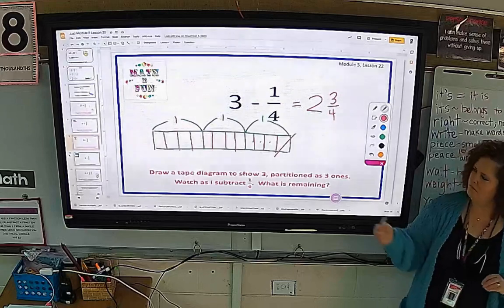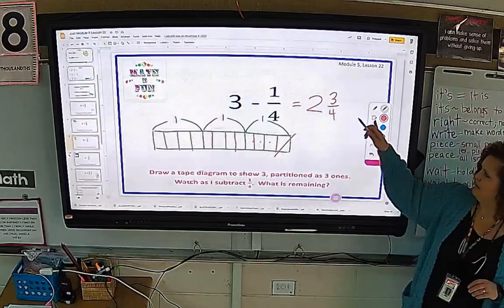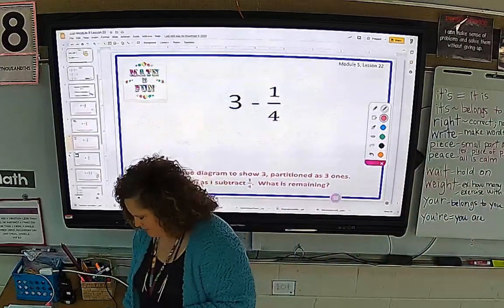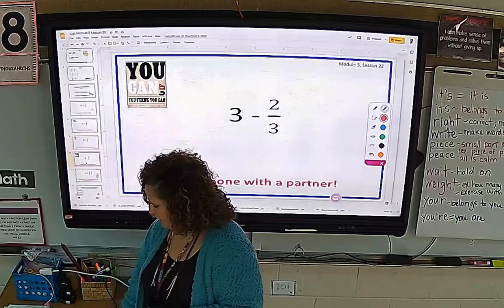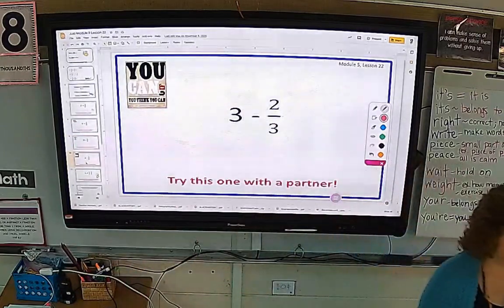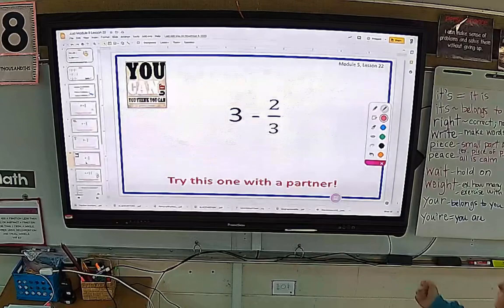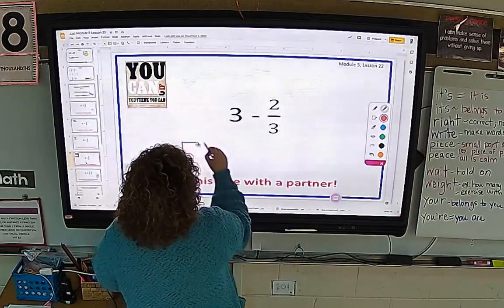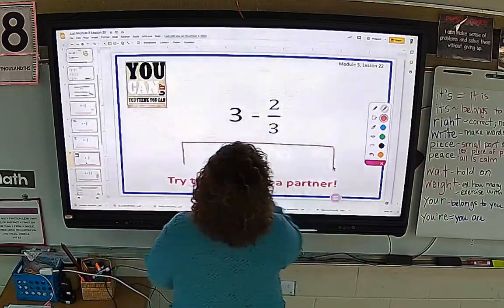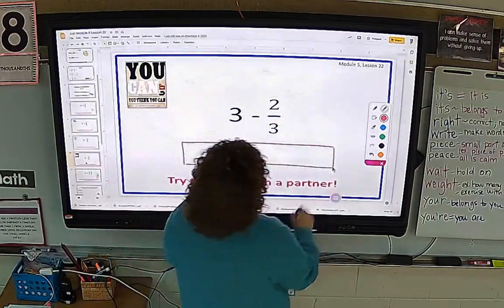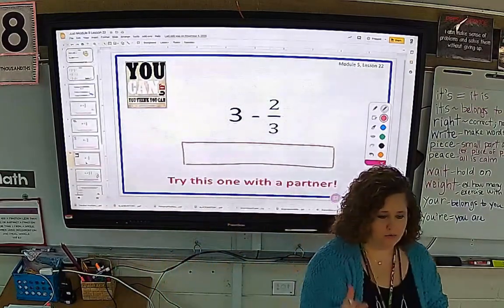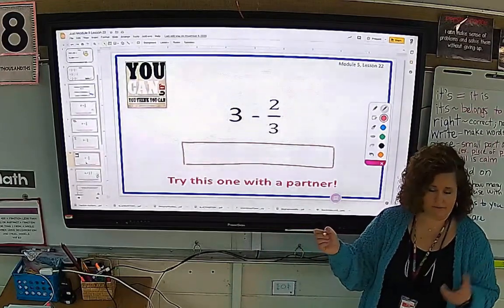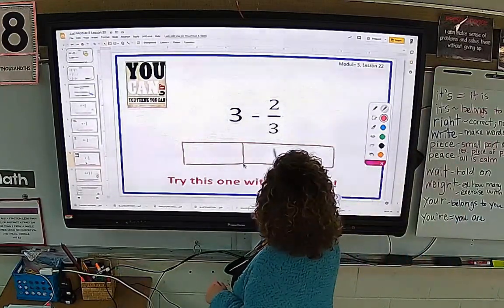Okay? All right, let's try one of these because we need to see a few more examples. Let's go right here. So let's do this one together. Get your marker ready. Here we go. We're going to draw a tape diagram to show this. So we need a tape diagram that is showing how many wholes. What's our whole number, Valerie, that we're working with? 3. So we're going to let this show 3.